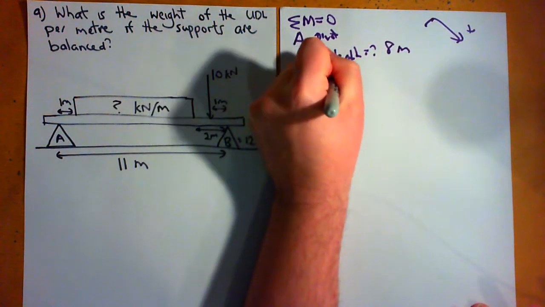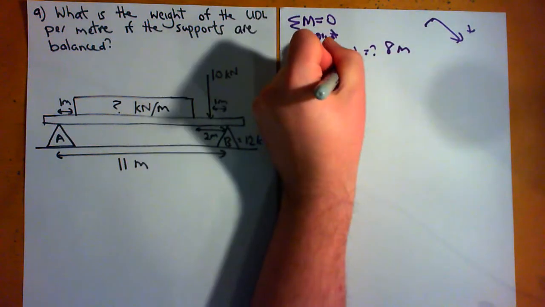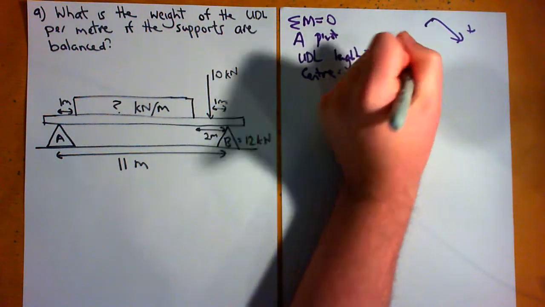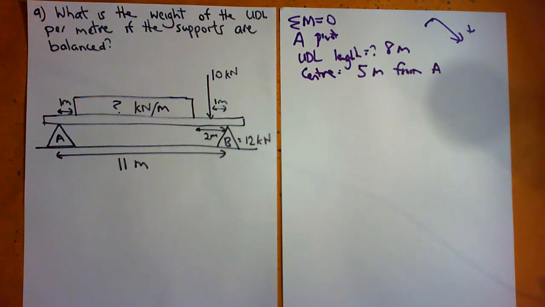And where would its centre be? Well, if it's 8 metres long, then half of 8 metres is 4 metres. We have to add in that 1 metre between A and where that UDL begins. So the centre is therefore 5 metres from point A. Okay, so we've worked out the UDL. Now we need to work out what our moments are.